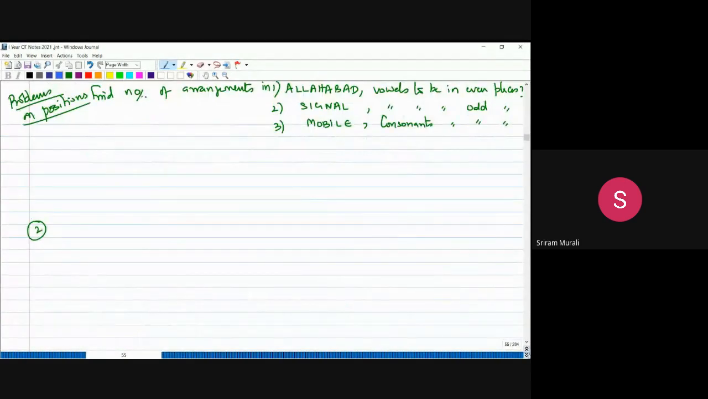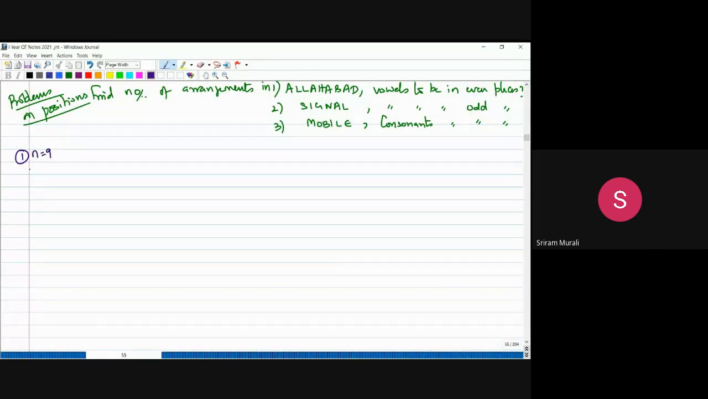Now, problems related to positions, meaning letters placed in even or odd places. Question number 1: How many letters are given in the word Allahabad?